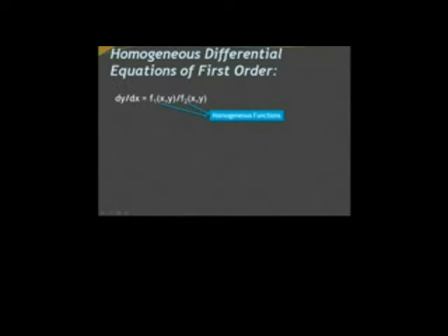The next type of method is for homogeneous differential equations of the first order. Any equation of the form dy by dx equal to f1 of x comma y divided by f2 of x comma y, where f1 and f2 are homogeneous functions. Now what is a homogeneous function? A homogeneous function is a function such that the sum of the exponents of x and y is constant throughout. So differential equations of first order with homogeneous functions can be solved by using this method.